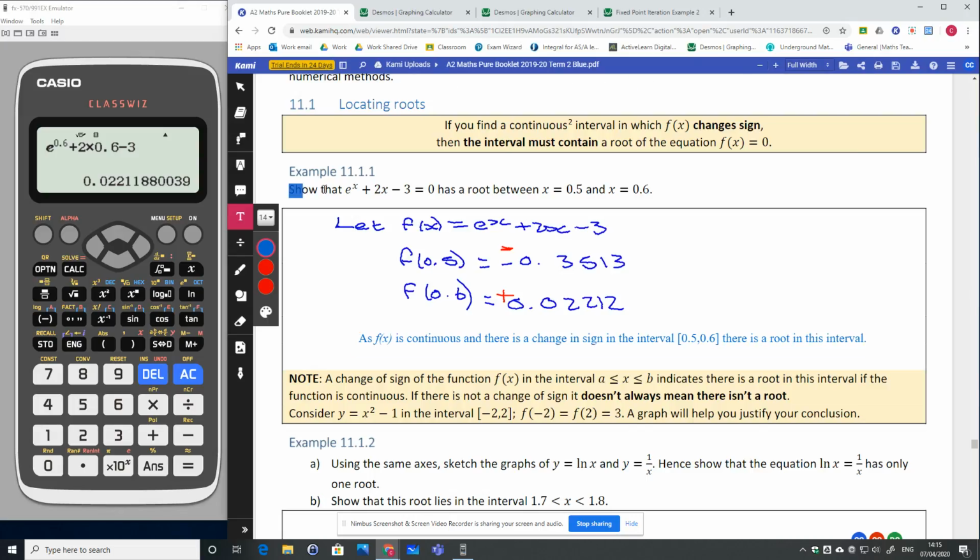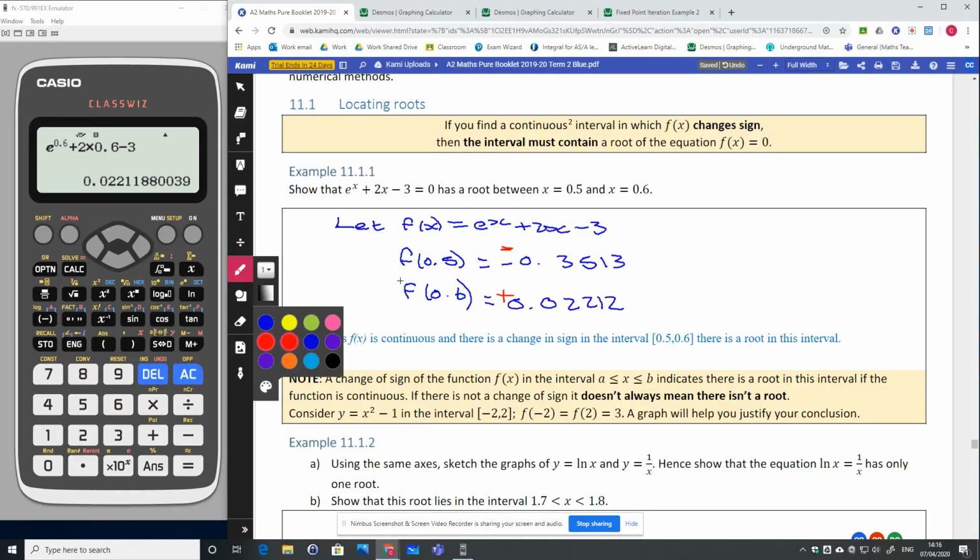As always, with show that questions, you must write a conclusion. It's really, really important when you're doing the conclusion for this that you include both that your function is continuous and that there is a change of sign. What we mean graphically by a change of sign is that if we've got a root, that is just telling us where we cross the x-axis. So that's what root means.